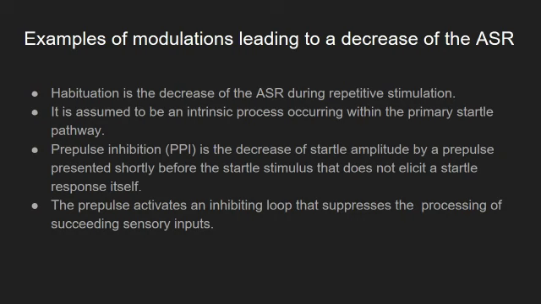There are some examples of modulations leading to a decrease of the ASR. These examples are habituation and prepulse inhibition. Habituation is the decrease of the acoustic startle response during repetitive stimulation. It is assumed to be an intrinsic process occurring within the primary startle pathway. Prepulse inhibition is a decrease of the startle amplitude by a prepulse presented shortly before the startle stimulus that does not elicit a startle response itself. The prepulse activates an inhibiting loop that suppresses the processing of the succeeding sensory inputs.